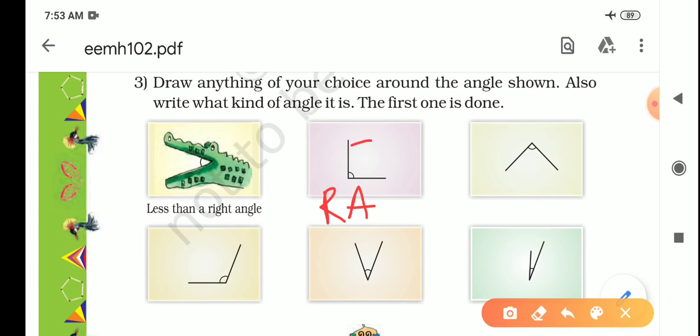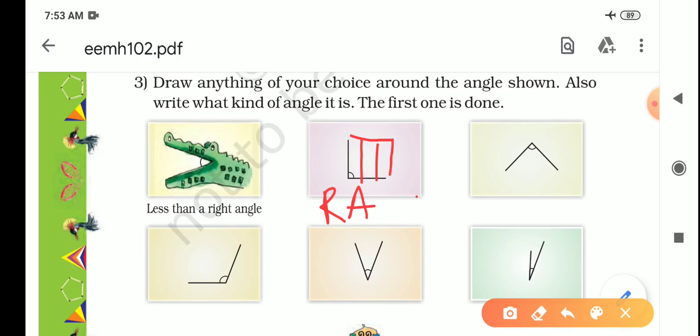We can make here one photo frame like this. You can make a photo frame, or you can make some other things. You can make a window from this also. If you don't want to make this, you can make a window part also like this. That also you can make. Whatever you are making, you have to mention here. If you are making a photo frame, you have to write here photo frame. If you are making a window, you have to write here window.